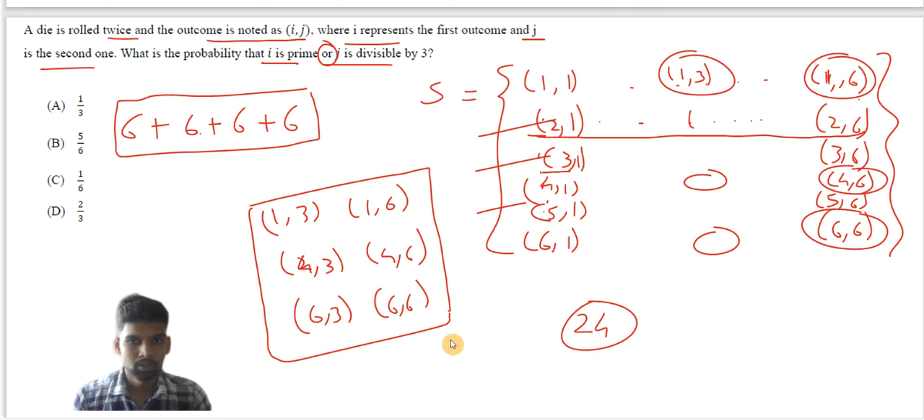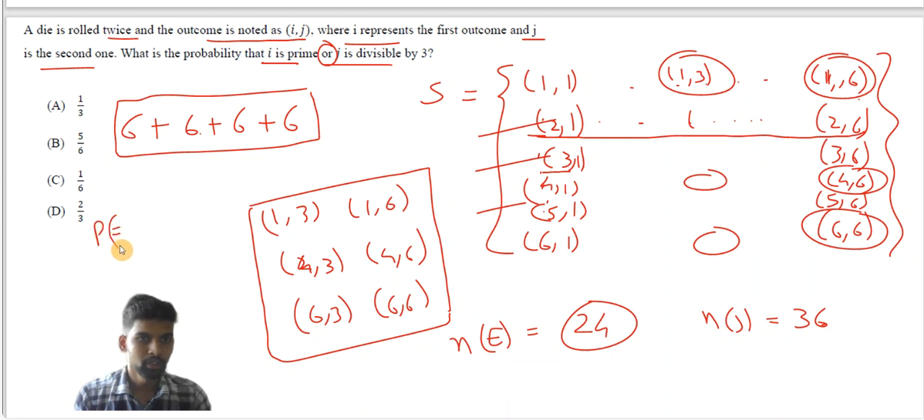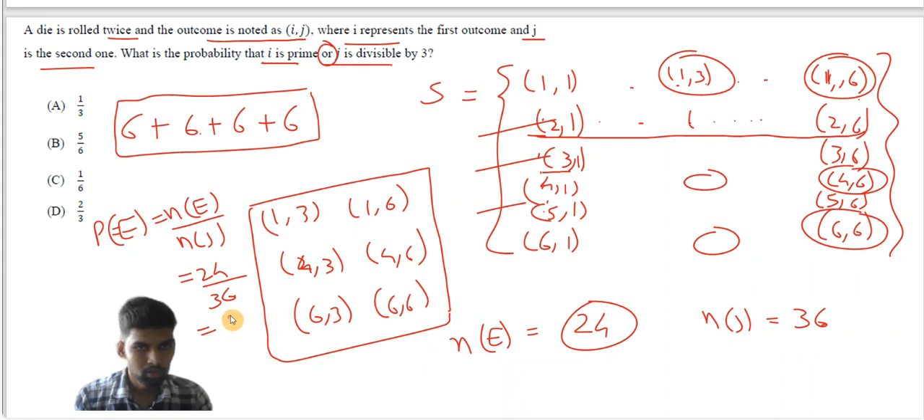Okay, so the number of points in our event is 24, and the number of points in the sample space is 36. So the probability of occurrence of that event is nothing but n(E) by n(S). So n(E) is 24 by 36. So 6 3s are 18, or 8 3s are 24. Oh, sorry. 12 2s are 24, 12 3s are 36. So 2 by 3 is the correct answer.